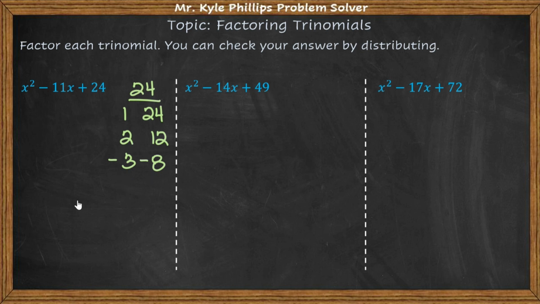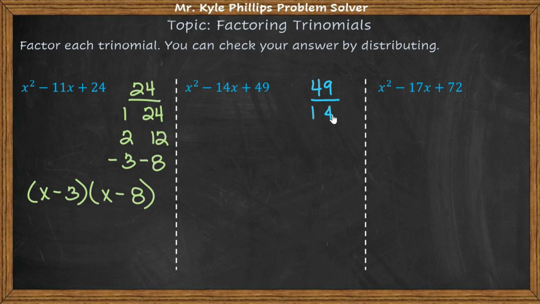So this works. So here I have x minus 3 and x minus 8. And again, once I think this is the answer, check. What's negative 3 times negative 8? Positive 24. What's negative 3 plus negative 8? Negative 11. So this will work. Now I can check out 49.